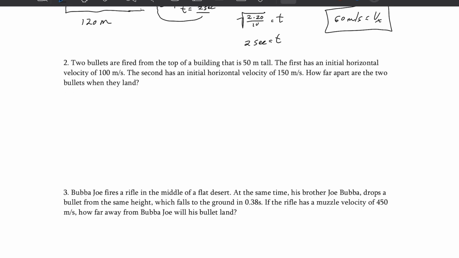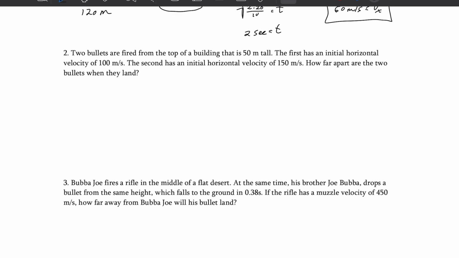Two bullets are fired from the top of a building that is 50 meters tall. The first has an initial velocity of 100 meters per second, and that's horizontal. The second, horizontal velocity, 150 meters per second. How far apart are the 2 bullets when they land? Well, they're both being shot horizontally. There is no initial vertical velocity.